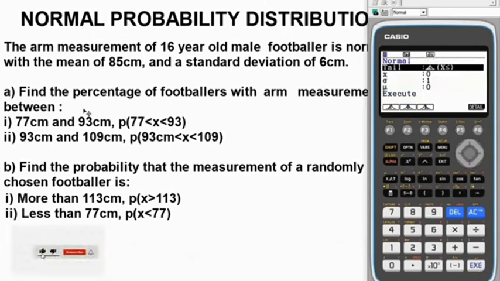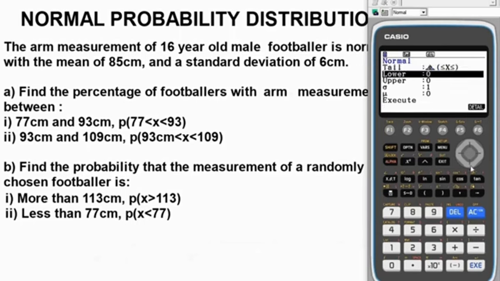So let's begin with the question. A part of the page says find the percentage of footballers with arm measurement between 77 cm and 93 cm. Okay, here under this third option, look at the interval notation we're going to work with. So we're going to work with this one. Press F2. Alright, so this is the interval notation we're going to work with. Very important, guys, to solve this kind of problem. So let's input our lower value.